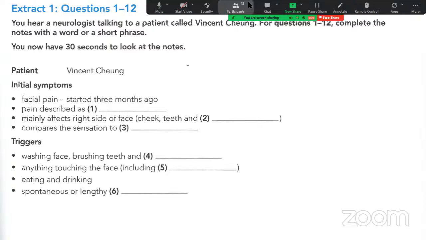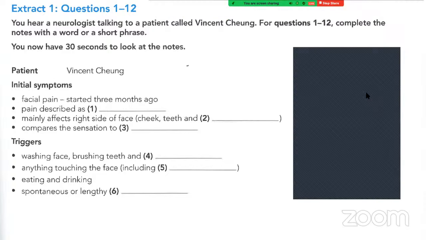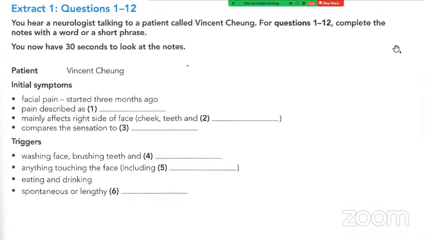You have time to read the questions before you hear each extract, and you'll hear each extract once only. Complete your answers as you listen. At the end of the test, you'll have 2 minutes to check your answers. Part A. In this part of the test, you'll hear two different extracts. In each extract, a health professional is talking to a patient. For questions 1 to 24, complete the notes with the information you hear. Now look at the notes for extract 1. Extract 1, questions 1 to 12. You hear a neurologist talking to a patient called Vincent Cheung. For questions 1 to 12, complete the notes with a word or short phrase. You now have 30 seconds to look at the notes.